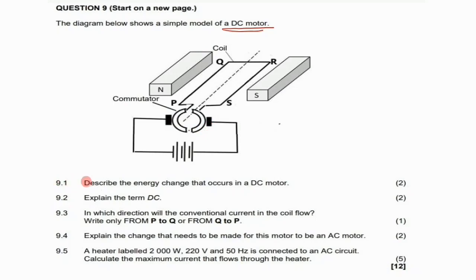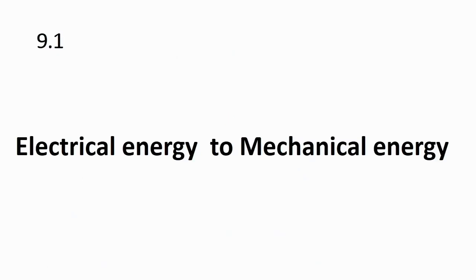Then 9.1 says describe the energy change that occurs in DC motor. So what is the energy change in DC motor? Because of this power source, we understand that the motor needs electrical energy, and then it takes this electrical energy and converts it to mechanical energy, which makes this coil to move. So 9.1, it says electrical energy to mechanical energy.